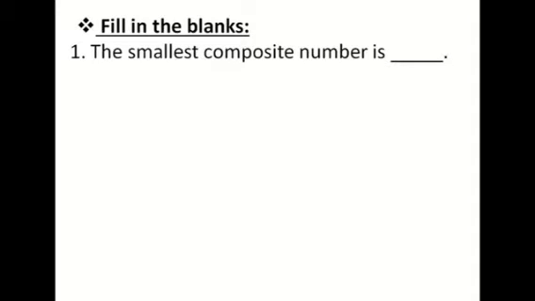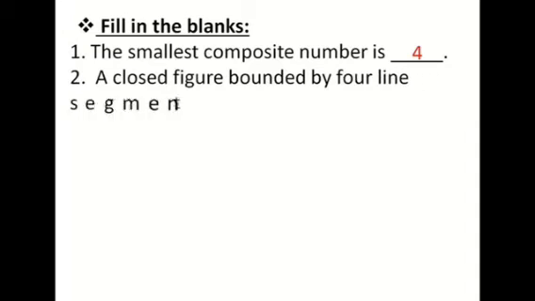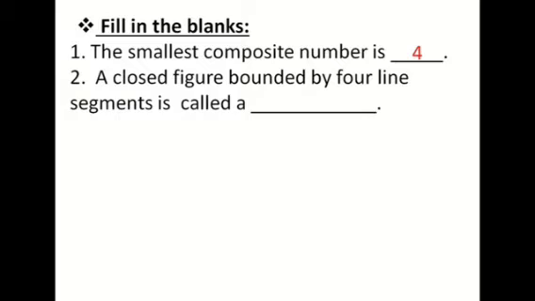Question number 1. The smallest composite number is. Just think and fill it. Can you check the answer from here? It is 4. Question number 2. A closed figure bounded by 4 line segments is called a. What is that? Quadrilateral. A closed figure bounded by 4 line segments is called a quadrilateral.